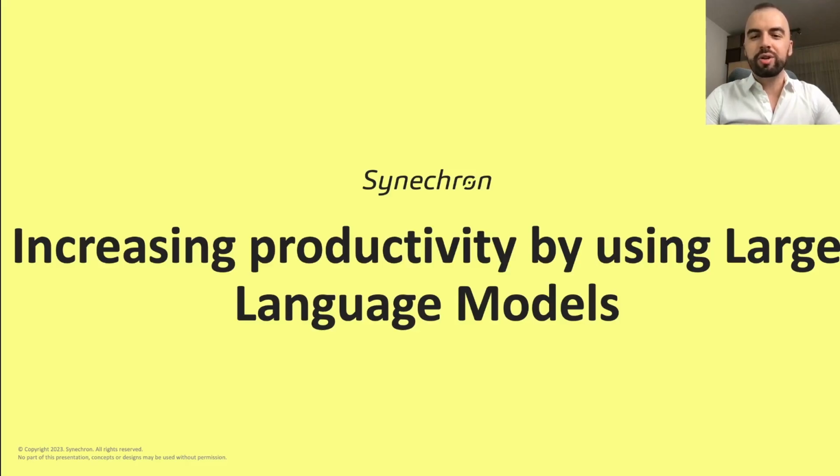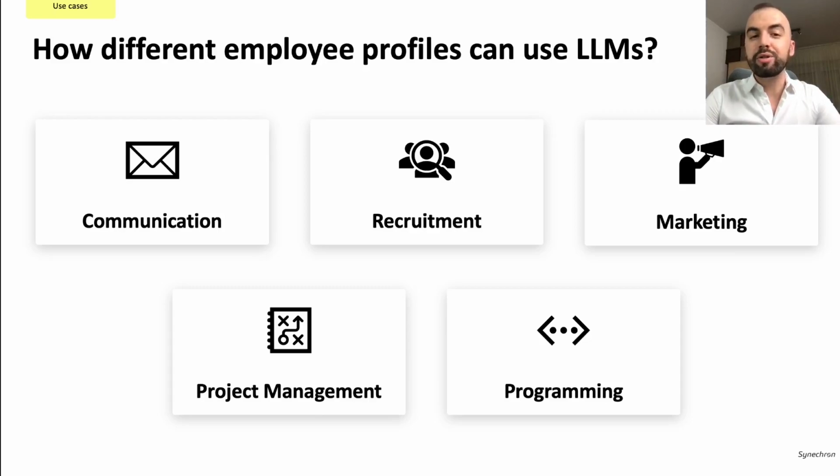So with all this knowledge on how large language models work and having in mind these limitations, let's see how we can use them to increase productivity. So right now I'm going to cover potential use cases for ChatGPT for different types of employees. First, we're going to cover some general communication things that you can do with large language models. Then we're going to cover how recruiters, marketing team, project managers, and programmers can use large language models.